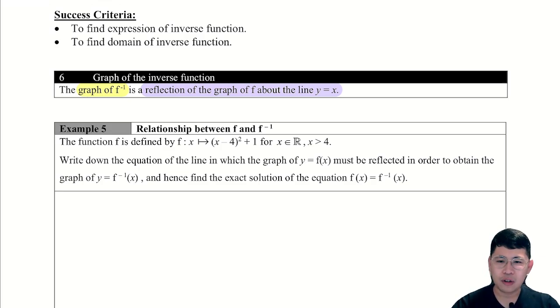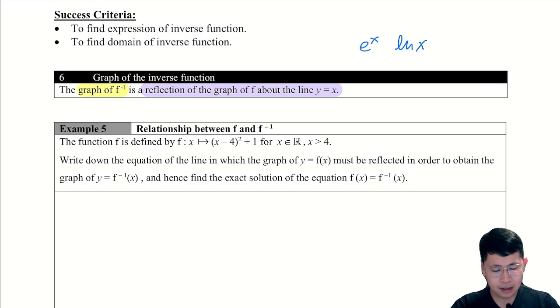I think your teacher will probably have mentioned to you last year, especially for the exponential e power x and ln x, that both of these functions are inverses of each other, and they are a reflection of each other on the line y equals x. So this was a concept that I think we briefly touched on last year.